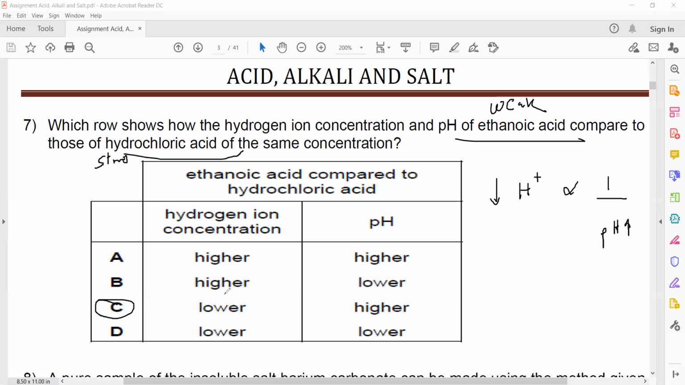Question 7. This we already discussed. If you have two acids, one with a pH of 3 and another with a pH of 6, which one is a weak acid? pH 3 or pH 6? Which one of them is a weak acid? So pH 6 is a weak acid. Weak acids have higher pH and a lower number of hydrogen ions. This will be a strong acid, and it will have a higher number of hydrogen ions.